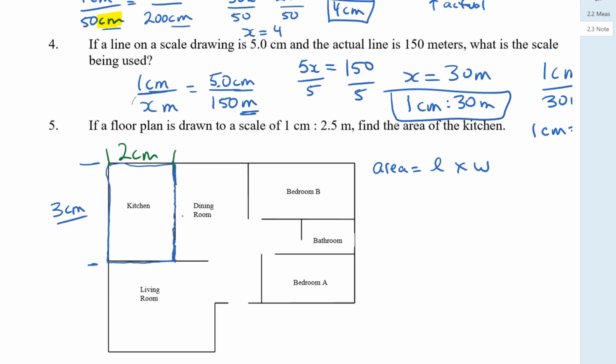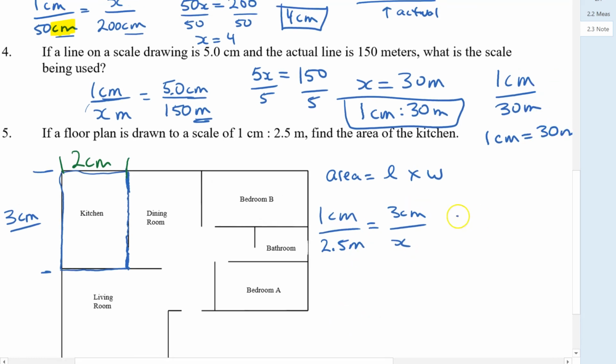So the first step is, here I'll go back to blue, if I'm 1 centimeter for every 2.5 meters, then looking at the length was 3 centimeters. What's the length in real life? Okay, so if I multiply this, x is going to be equal to 3 times 2.5, which is, I think, 7.5. So that's the length. How about the width?